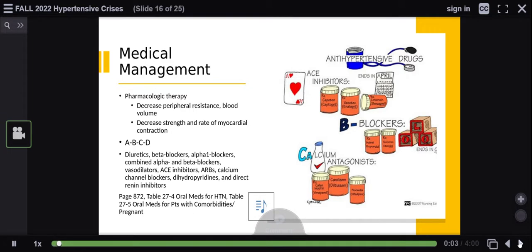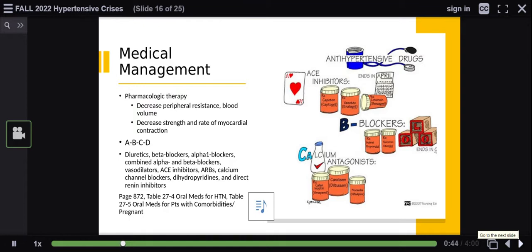Now we're going to talk about medical management for hypertension. Our pharmacological agents, as seen in this picture, are administered to prevent or reduce the risk of cardiovascular disease, cerebrovascular diseases, and death. There are classifications of medications available for hypertension management. These are found in your book, page 872, tables 27-4, oral medications for hypertension, and 27-5, oral medications for patients with comorbidities and those who are pregnant.